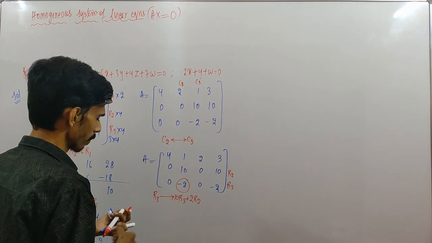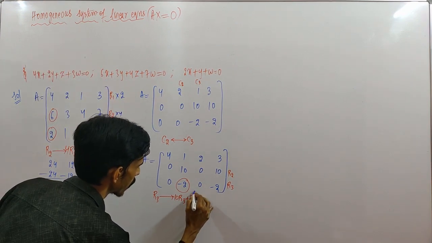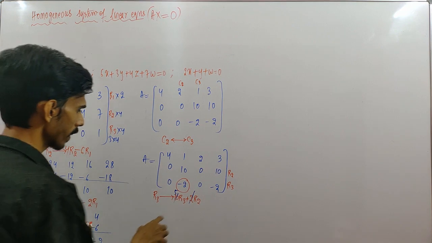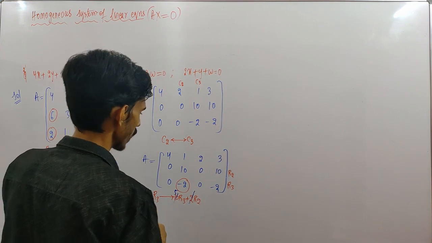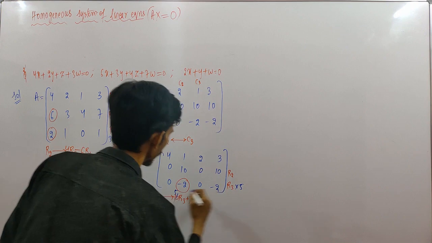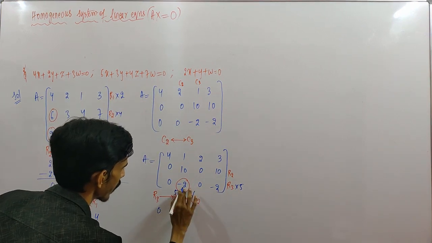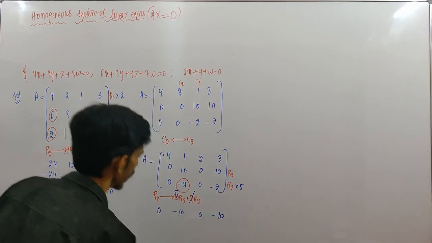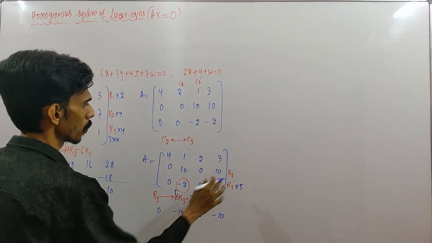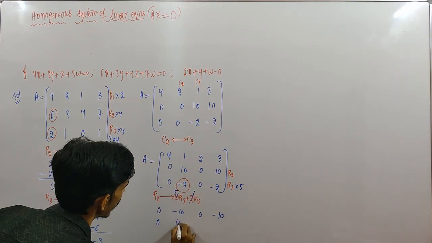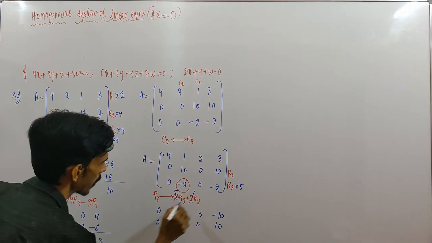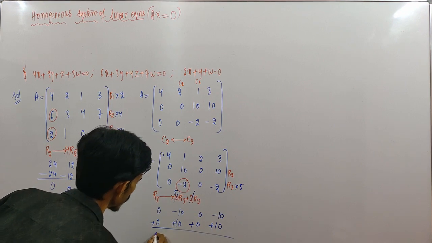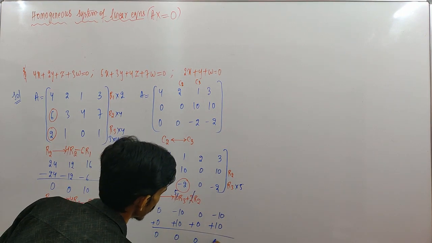Even if we can cancel this, 2 1s are 2, 5s are. So now applying 5R3. Multiply 5 here. 5 0 0. 5 into 2 is minus 10. 5 0s are 0. 5 2s are minus 10. Next 1R2. So same 0 10 0 10. Now plus sign is there, so add. So 0 0 0 0.